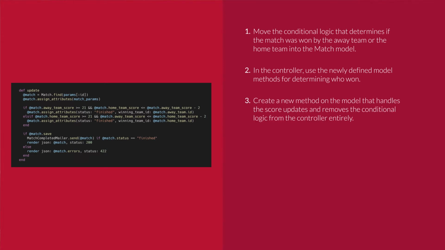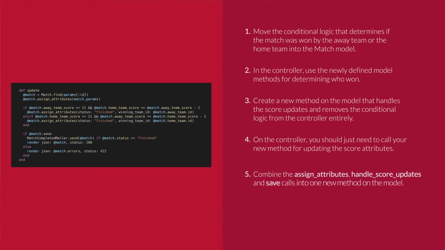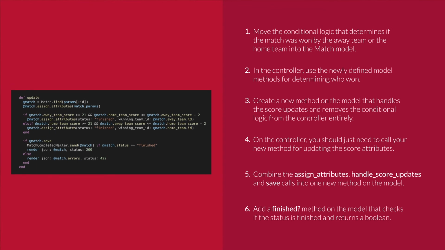Next, you'll create a new method on the model that handles the score updates and removes any conditional logic from the controller entirely. Now, on the controller, you should just need to call your new method for updating the score attributes. Next, combine the assign attributes, handle score updates, and save calls into one new method on the model. Also, you'll add a finish method on the model that checks if the status is finished and returns a Boolean. When you're all done moving logic to your model, your controller should now look like this.